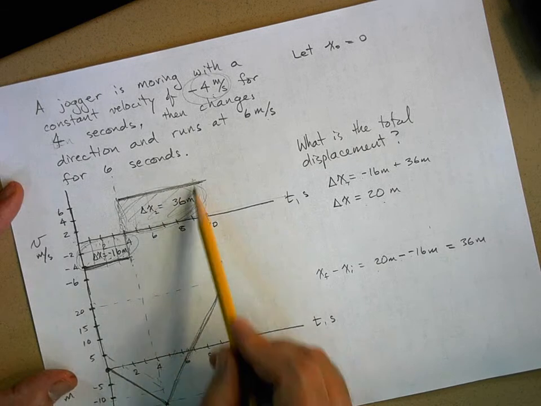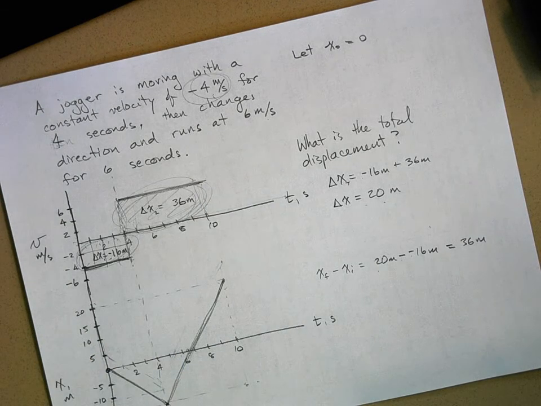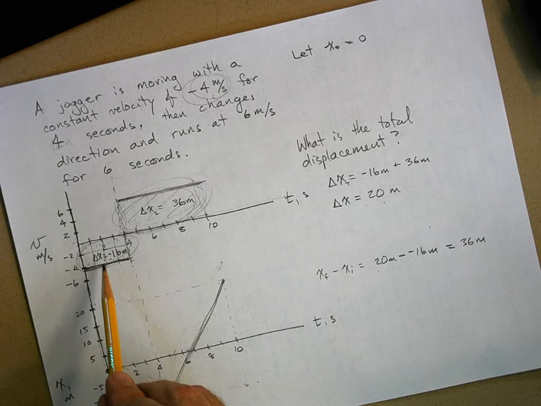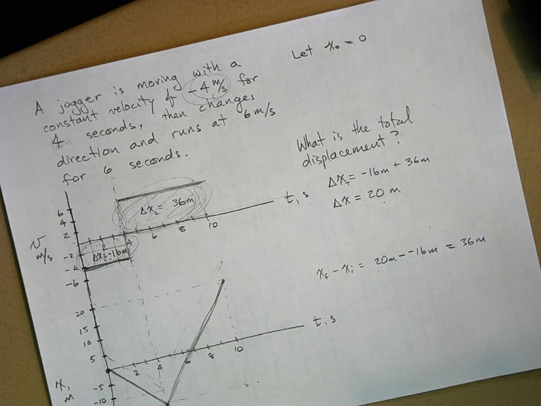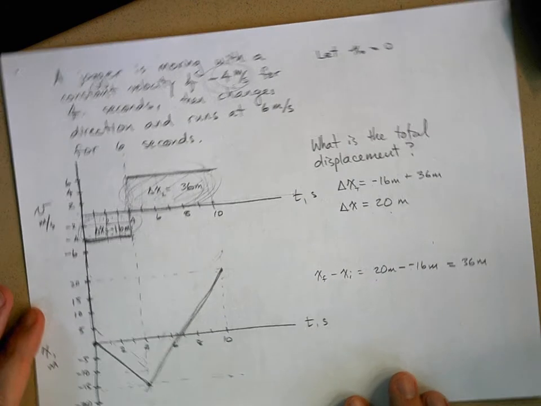So the area underneath the velocity versus time graph represents displacement. You can have negative displacement or positive displacement, depending on what your velocity is. And then to get the total displacement for the whole thing, if you have two different velocities, you just add them together. Make sense? Any questions? Okay. That is all.